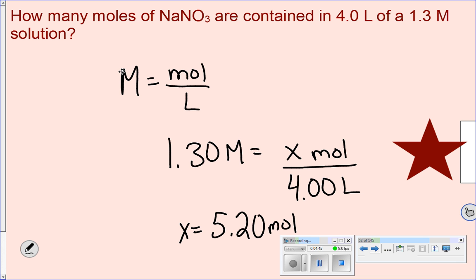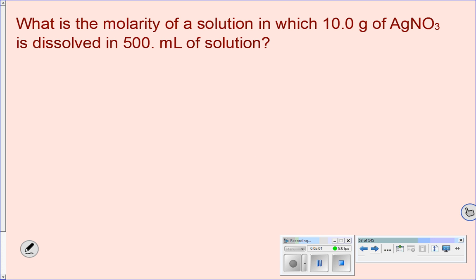It is important, I know it can be a little bit confusing, but it is important to keep in mind that capital M actually stands for moles per liter and not just moles. Very confusing concept, a little bit hard to get used to. So we have one more with some grams in it. We've got 10 grams of HNO3 dissolved in 500 milliliters of solution.